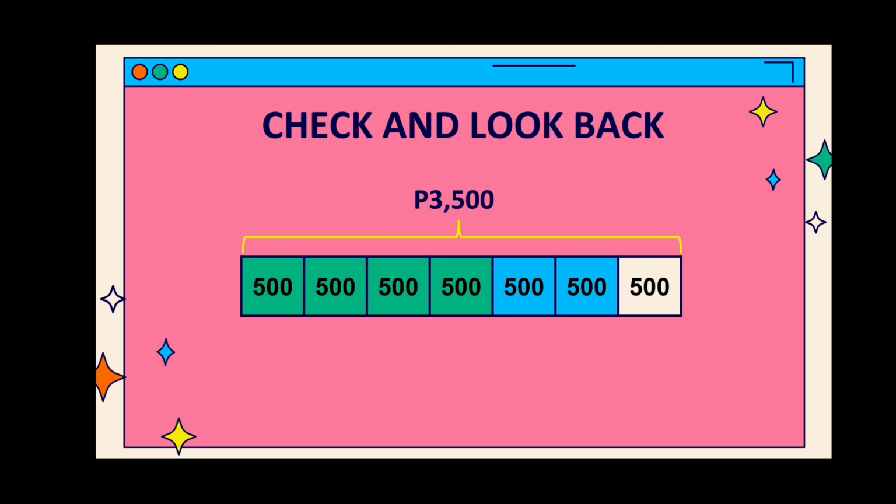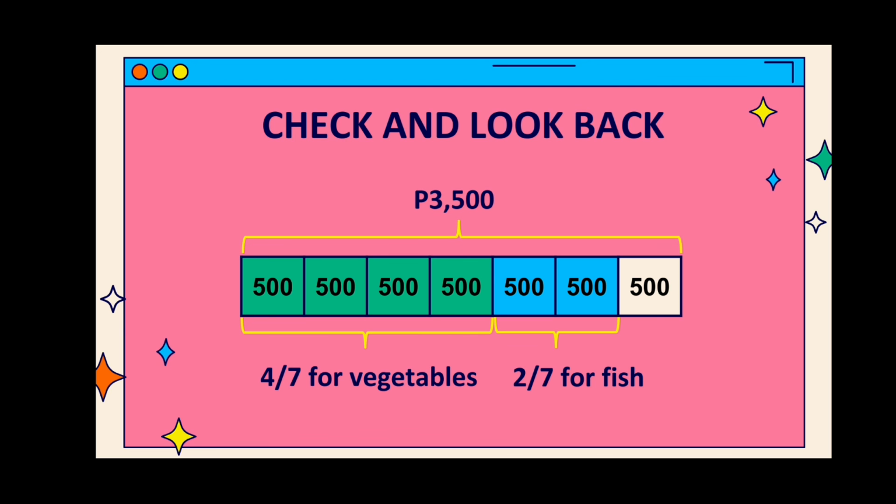Ngayon, isa-isahin natin ang bawat dish. The first one ay yung 4/7, which is for vegetable. That's equal to 2,000 kasi apat na 500 ang meron, di ba? Next is for fish. 2/7, dalawang 500 for fish, so that is equal to 1,000. And for meat naman, that's 1/7 or isang 500, of course, that's equal to 500. As you can see, tama ang ating solution kanina.